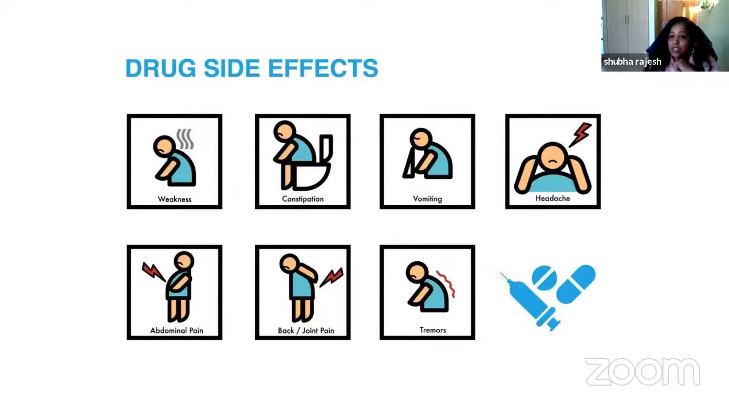As I was telling, there are so many side effects of the medicines that you are taking: weakness, constipation, loose motions also, vomiting, headache, tremors. You feel slight palpitations in your heart, back joint pains, body pain, abdominal pain, lethargy. You feel very tired and bored and sleepy. Even if you sleep for 10 hours, when you wake up, you're not happy, you're not having a very happy morning.